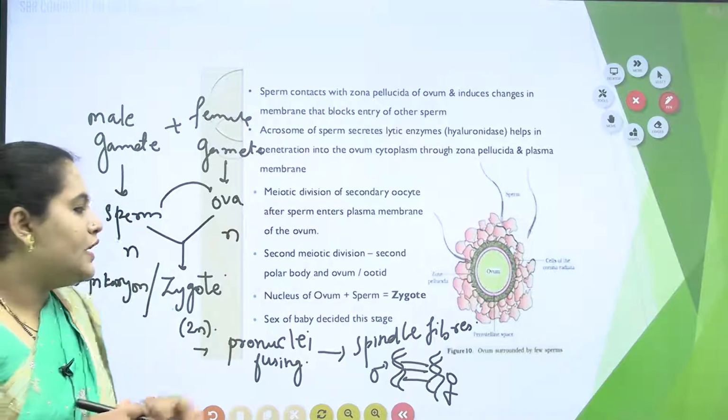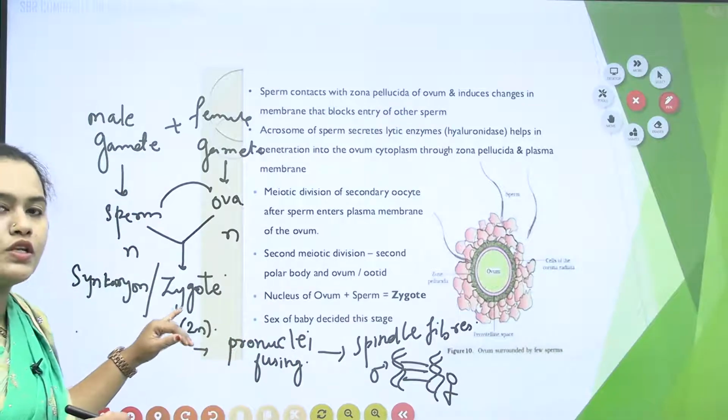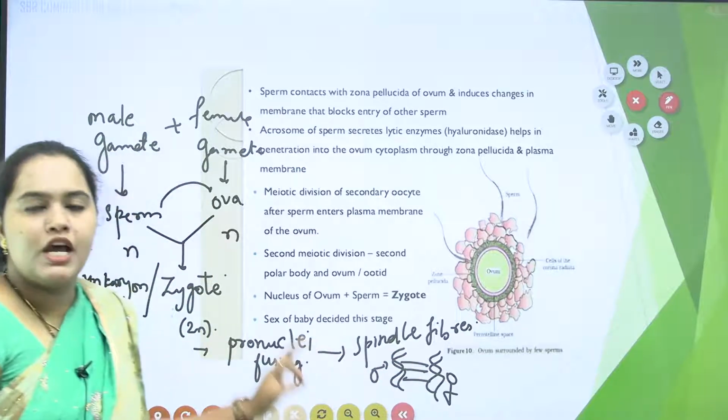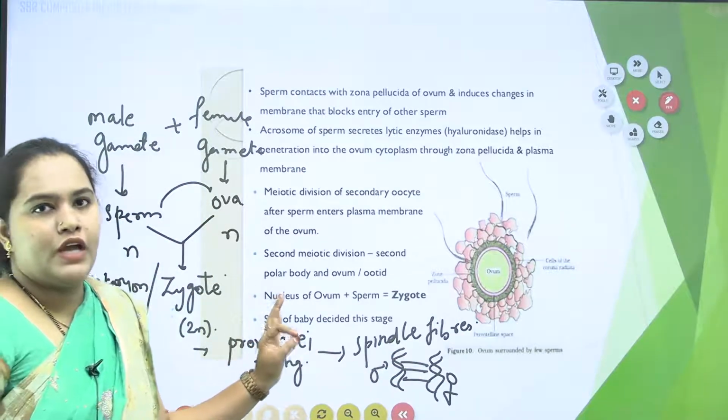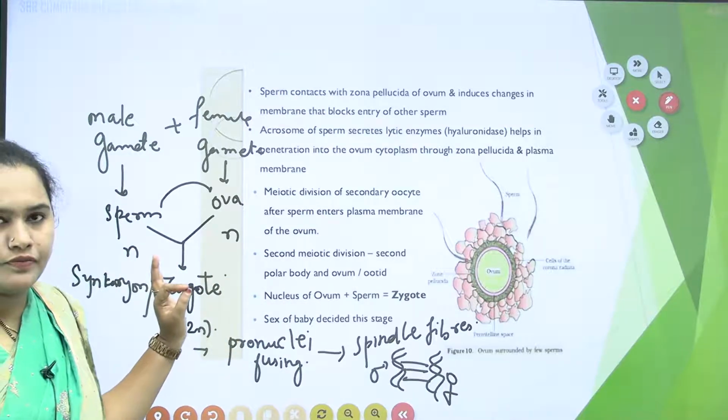That is why it is the first mitotic division after the zygote formation, which has actually led to the fusion of male and female chromosomes. This is important for us. And this completes our next cycle, that is the fertilization.